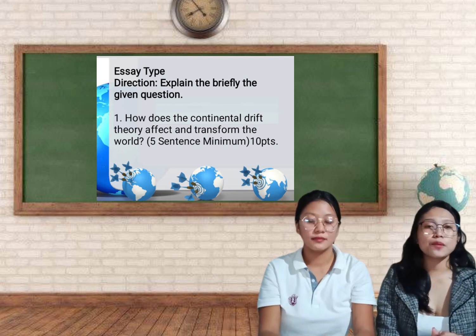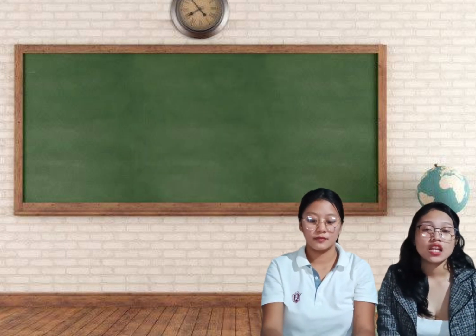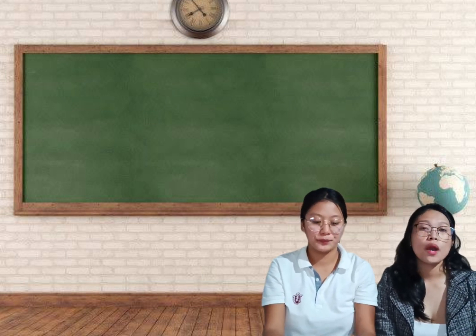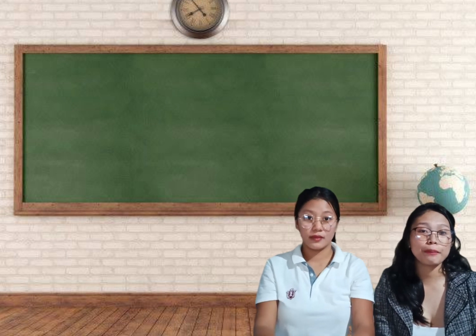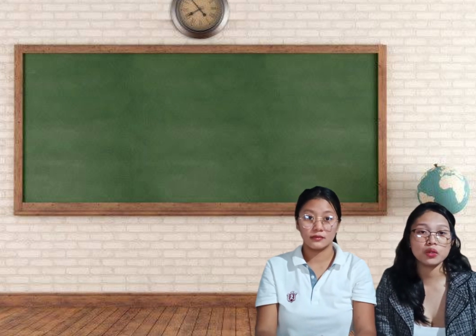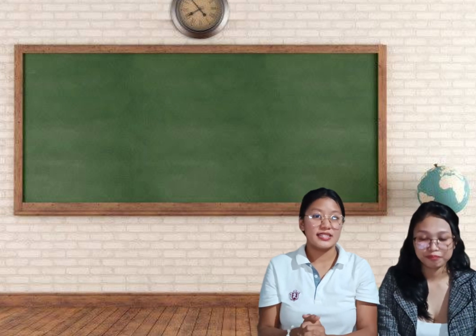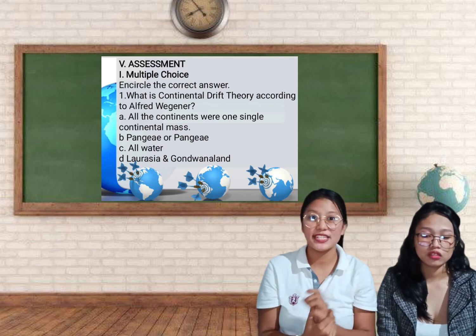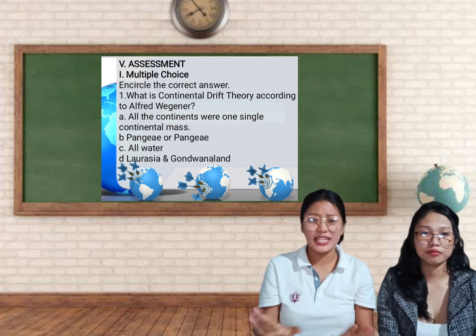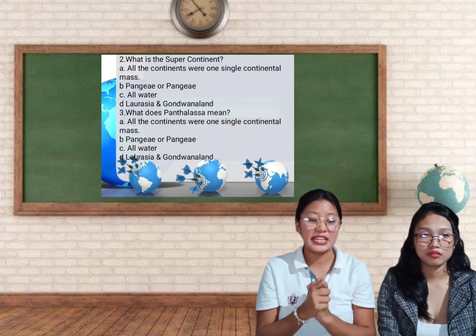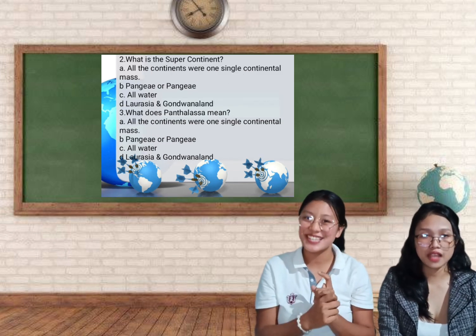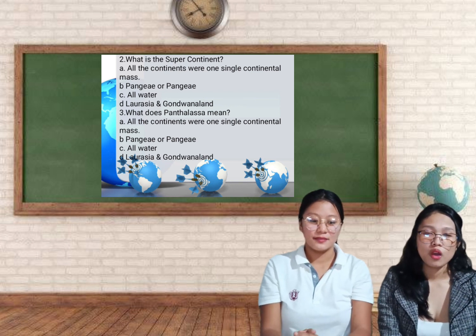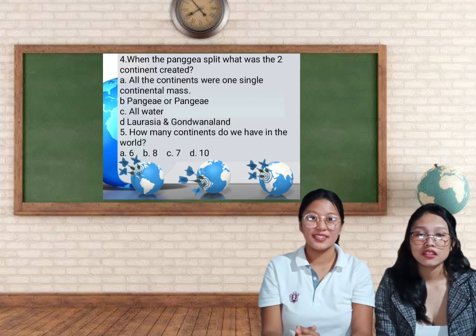Class, please pass your papers to Mr. Ruel, your classmate, the mayor. Mr. Ruel, please secure the papers and kindly distribute them to us later after dismissal, because we will have a short assessment for you. Don't worry, class, because it's very easy. It is multiple choice and essay type. So, are you ready, class?